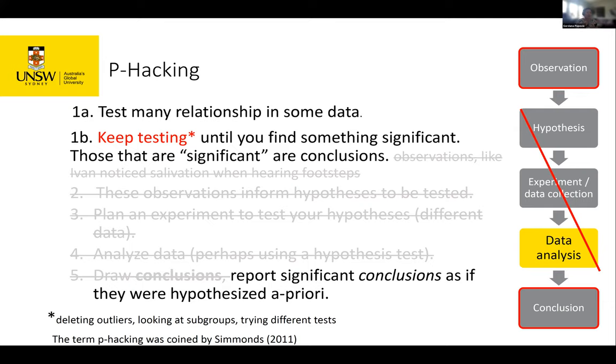And you just keep going until you find a significant result. And because of the way that hypothesis testing works, you will always eventually find a significant result. As long as you keep going, you will find a significant result. And that's very likely to be a false positive. And so that's basically p-hacking. You just keep going until you find something significant. And then you skip all these steps, of course, of doing the rest of the experimental design, and you just report this significant result that you found.